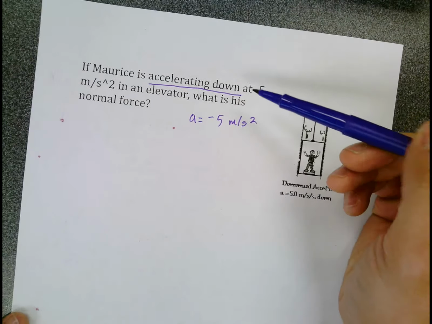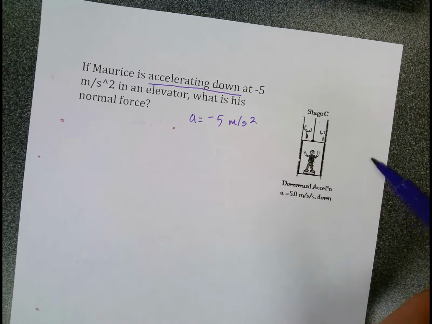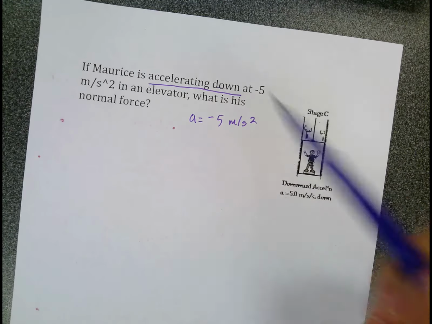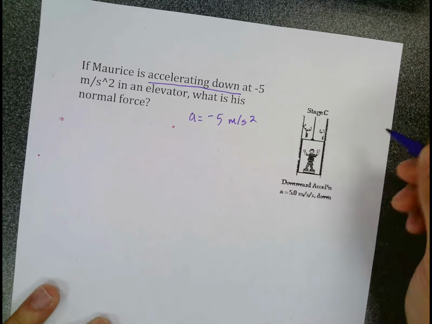In this question, Maurice is accelerating down. He has an acceleration of 5 meters per second squared. If that is going down, his acceleration will be negative. In this question, we'll also have to draw a free body diagram.